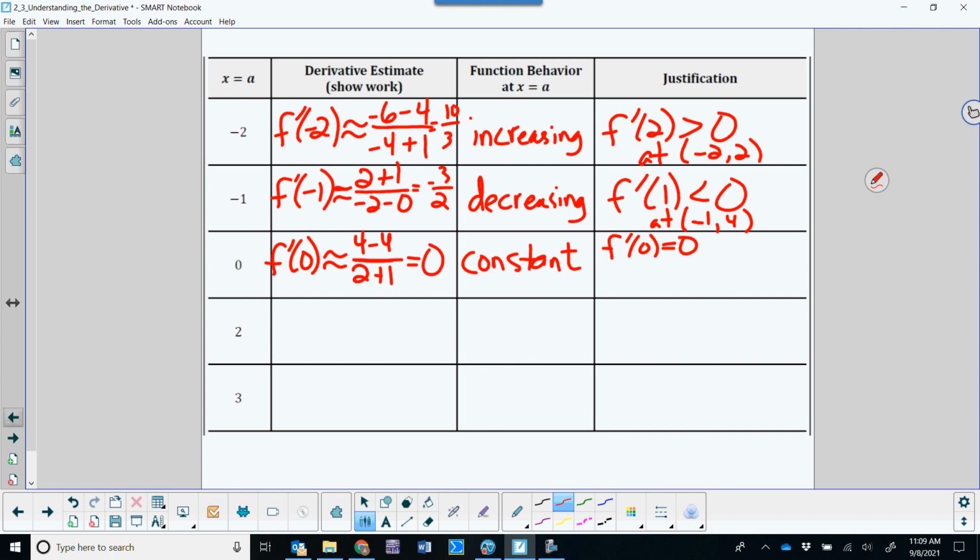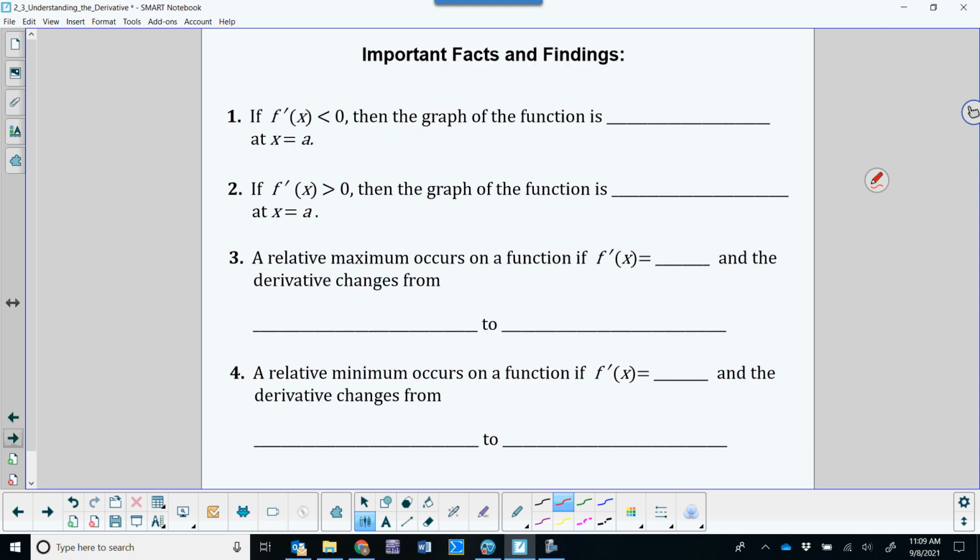So I'm going to let you do the last two. So I want you to do x equals 2 and x equals 3. So I hope you're listening to the video. I want you to fill those in yourself. And then we'll look at them in class. So make sure you do them to see if you're doing it right.